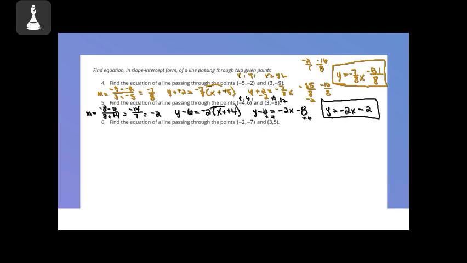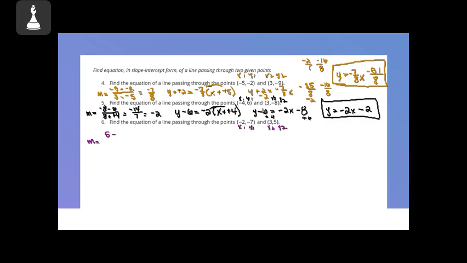Last one, same process. We have 2 points. The first one, (-2, -7), so x1 and y1. Second point, (3, 5), x2 and y2. Let's find our slope. y2 is 5 minus y1 is -7, all over x2 is 3 minus x1 is -2.